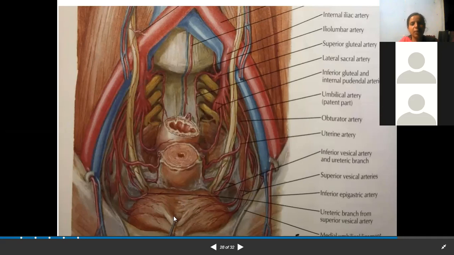This is our urinary bladder. From the sacrum, these are the S1, S2, S3 nerves. They join to form the sacral plexus, the sciatic nerve. So much information is there in this picture, in fact.